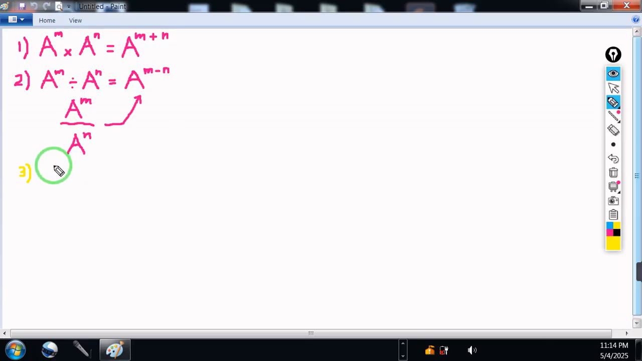Okay, so this one is a to the power of 0. Very easy. It's not 0, it's not a, it's a straight 1.